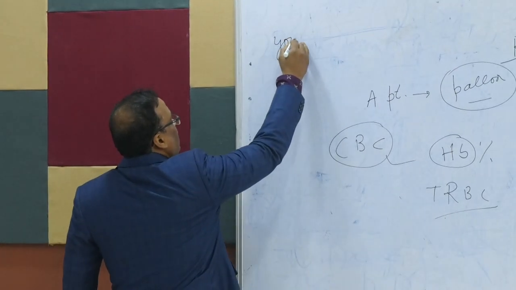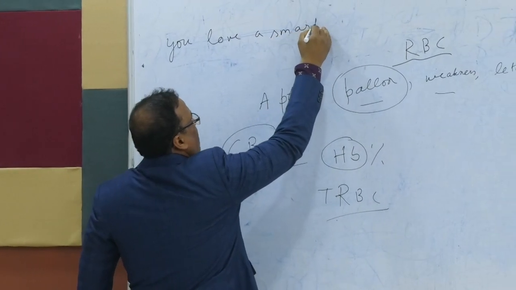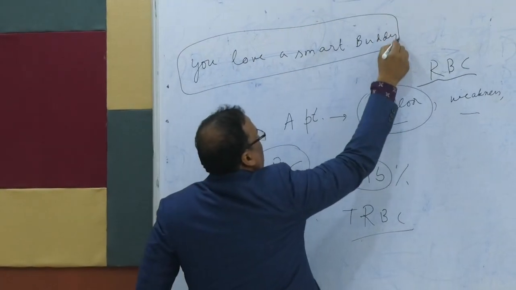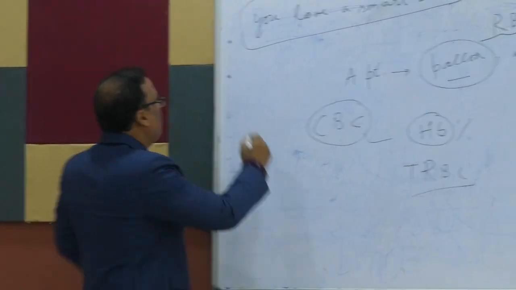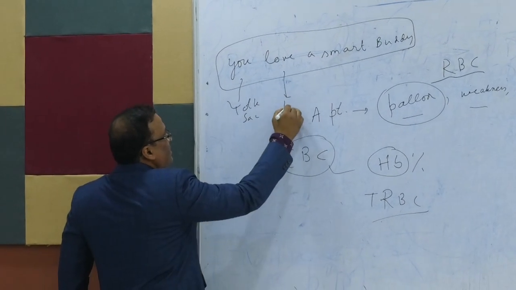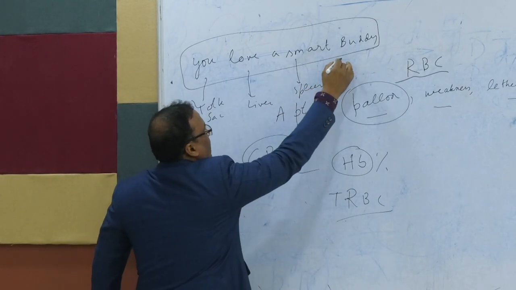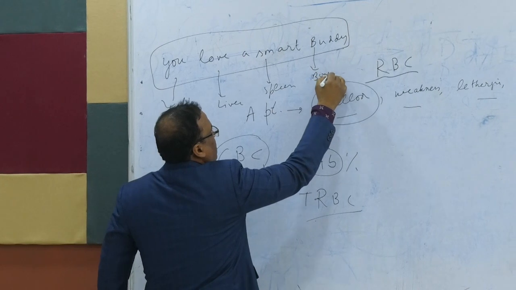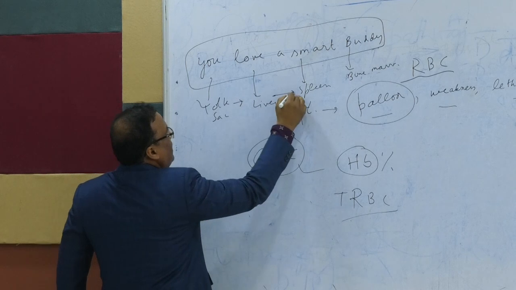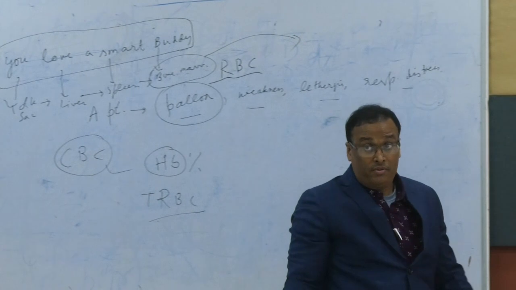Suppose you love a smart body. Okay, so it is a formula of the formation step by step. U means yolk sac, L means liver, S means spleen, and then B for bone marrow. This is very easy. So in this way, this pattern is happening, ultimately after birth, mainly in the bone marrow.